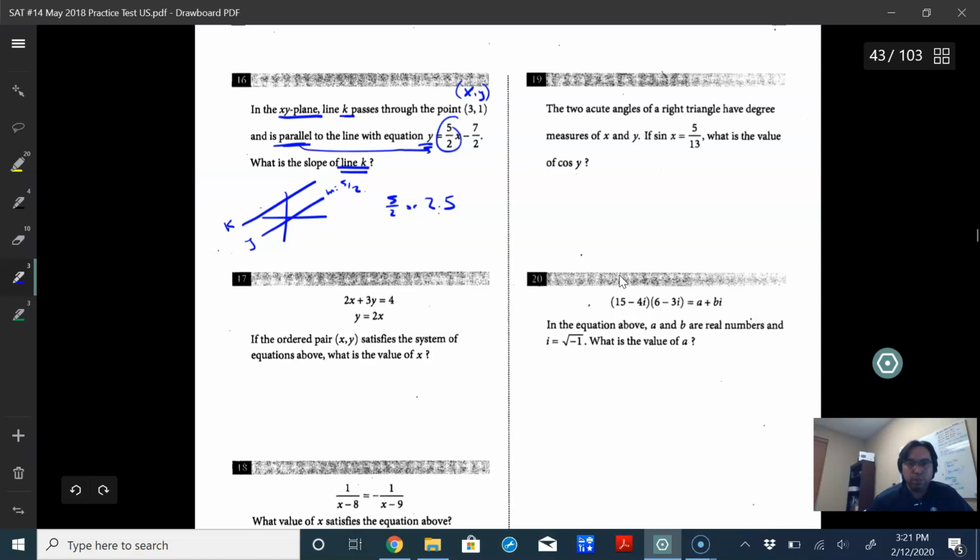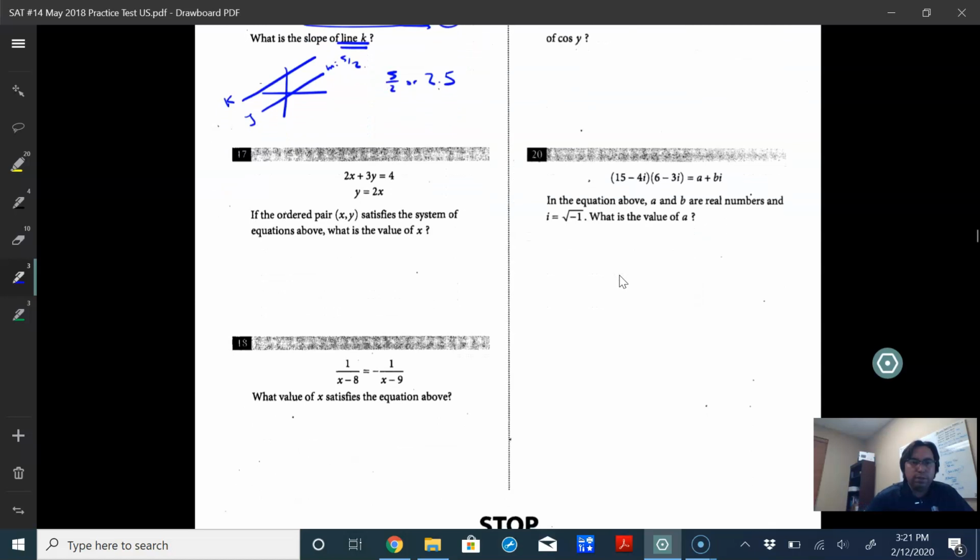Okay, let's look at number 17 here. It says if the ordered pair (x, y) satisfies the system of equations above, what is the value of x? Well, remember, we have a system, and we're trying to see what could be a value of x here. One of the things we could do pretty simply is, since we have y here and y here, we could just use the substitution method and plug this into that.